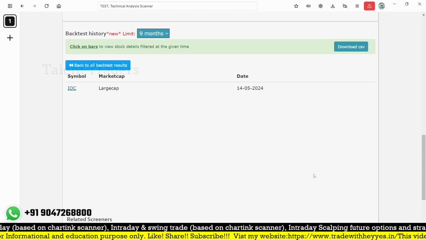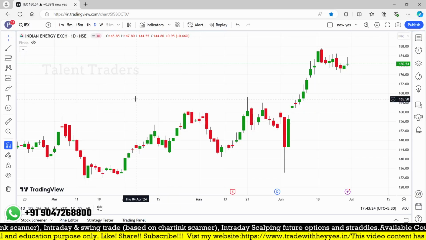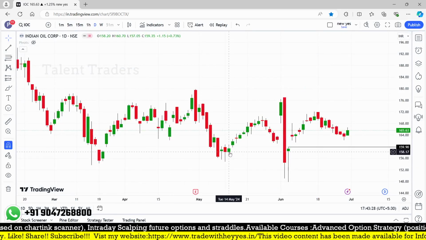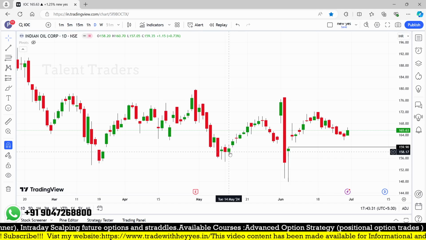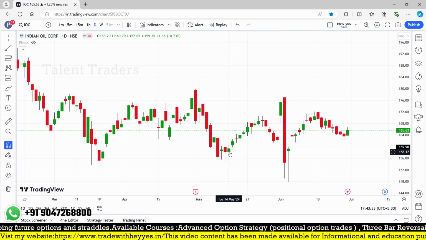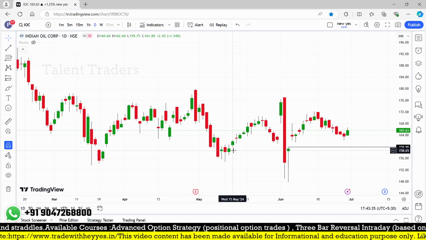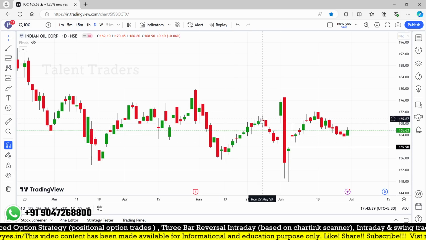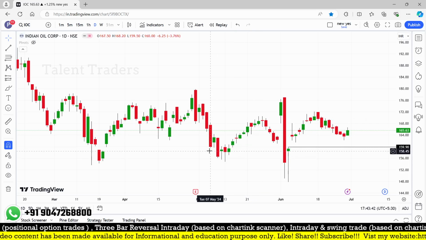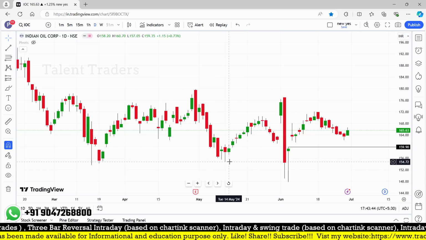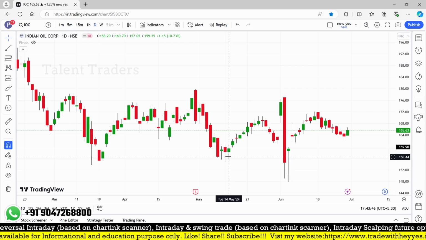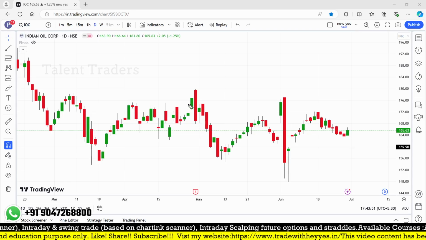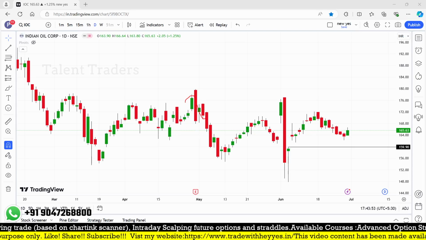Before that, on 14th May, we have IOC, Indian Oil Corporation. Let me check IOC on 14th May. This is the point where we got an opportunity at the end-of-day closing of 159.3, and the next day it opened near 160 and closed at 161.8. After that the swing moved on, and the swing low was somewhere around 154, from the 159 level. So the scanner found exactly where the trend reversal happened.